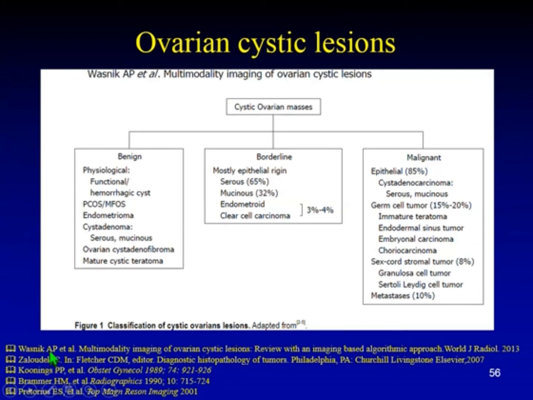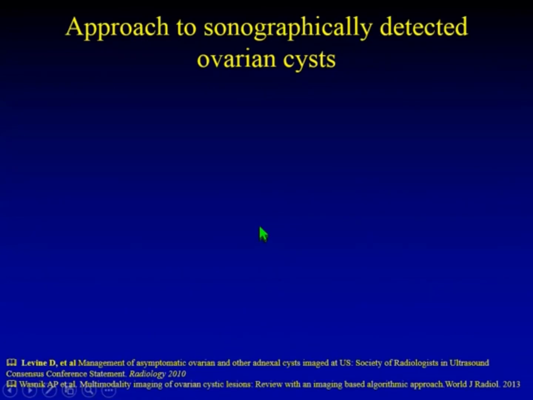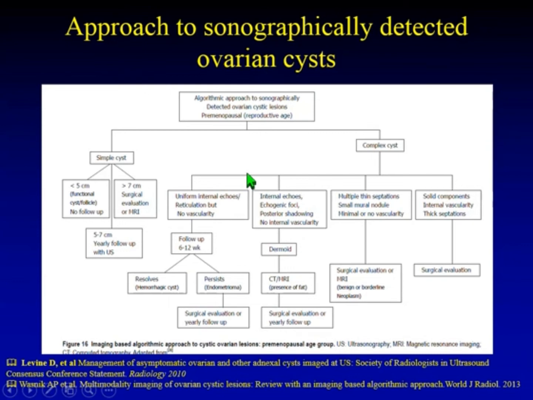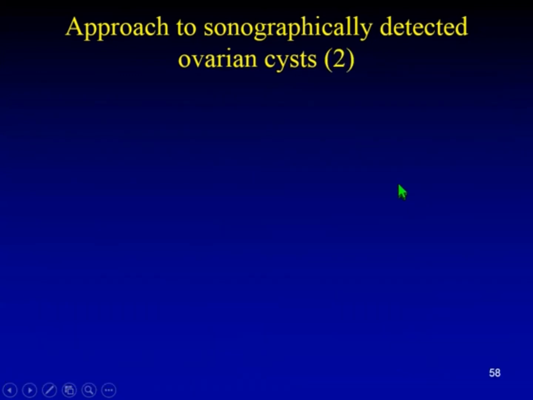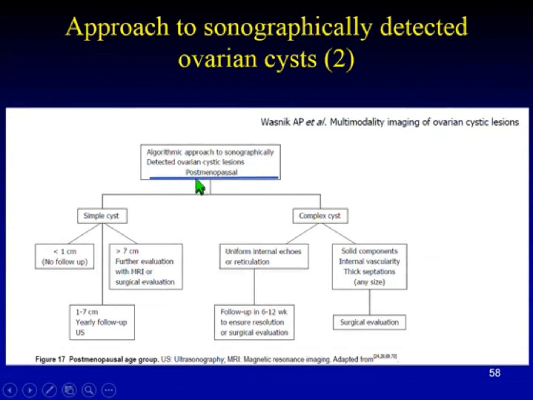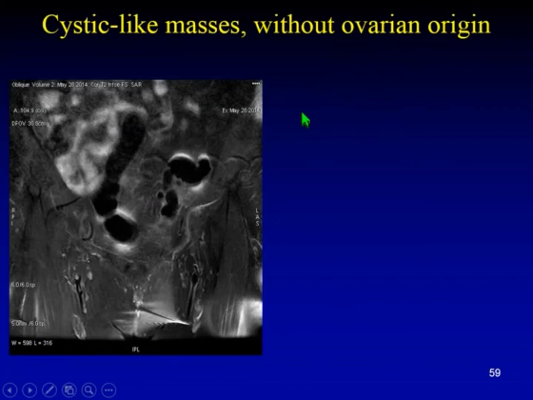And I underline to your attention this article, very interesting, because speaking about sonographically detected ovarian cyst, the authors underlined that it is important to remember the age of the patient, because in premenopausal patients there are some distinctions of simple and complex cysts following certain dimensions and certain criteria. Different criteria apply in case of a postmenopausal age. For this reason, please read the article, because it's very interesting to better understand the sonographic approach to ovarian cyst.